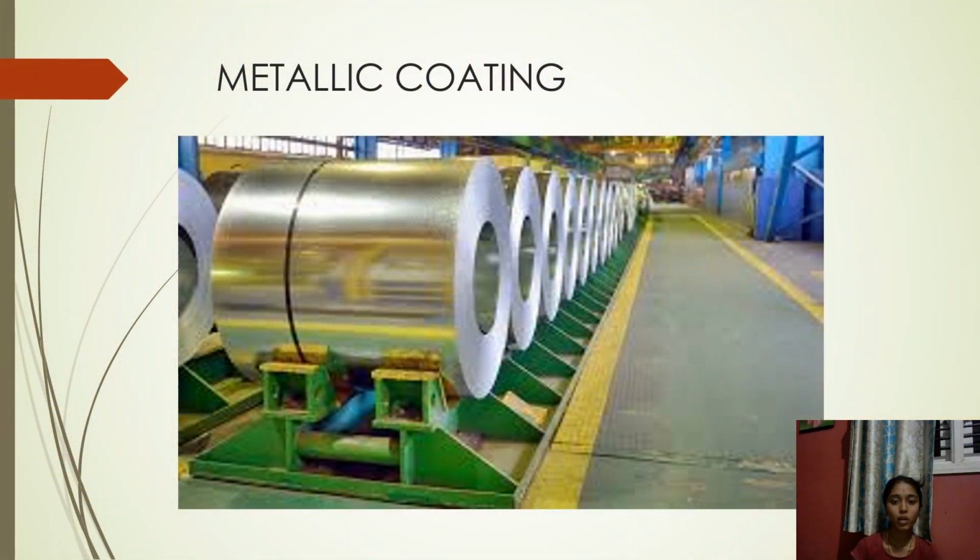Let us discuss metallic coating. Firstly, let us know what is metallic coating. Deposition of a metallic layer on the surface of the base metal, that is the metal to be protected from corrosion, is known as metallic coating. There are mainly two examples of metallic coating, namely galvanization and tinning. Applications of metallic coating: commonly, they are used to protect roofing sheets, wires, pipes, nails, bolts, buckets, etc., and they are also used in electrical appliances.